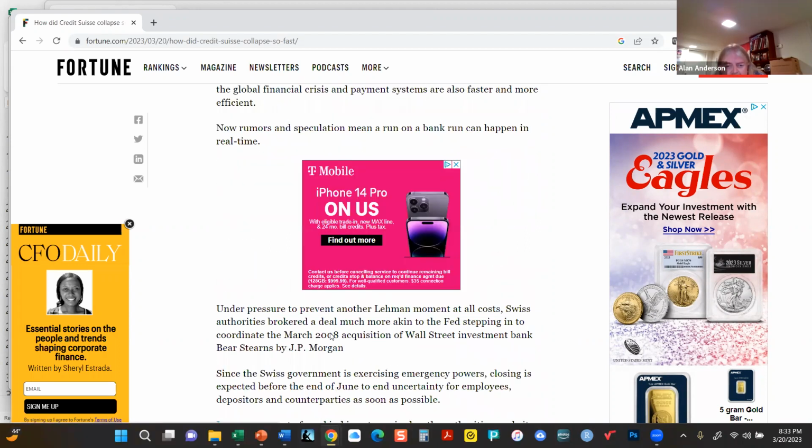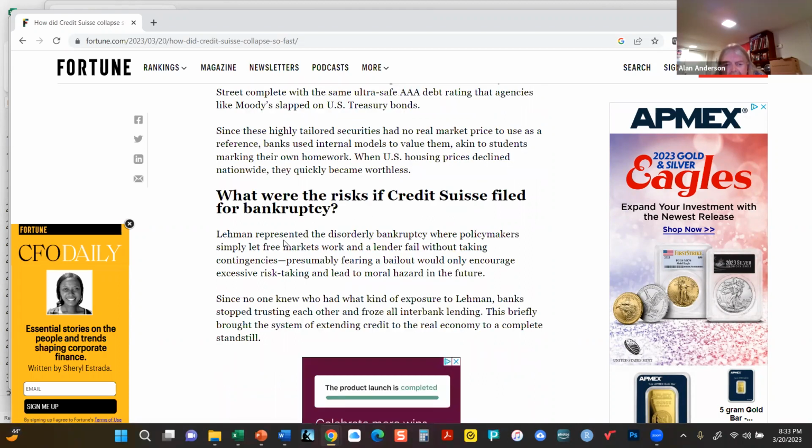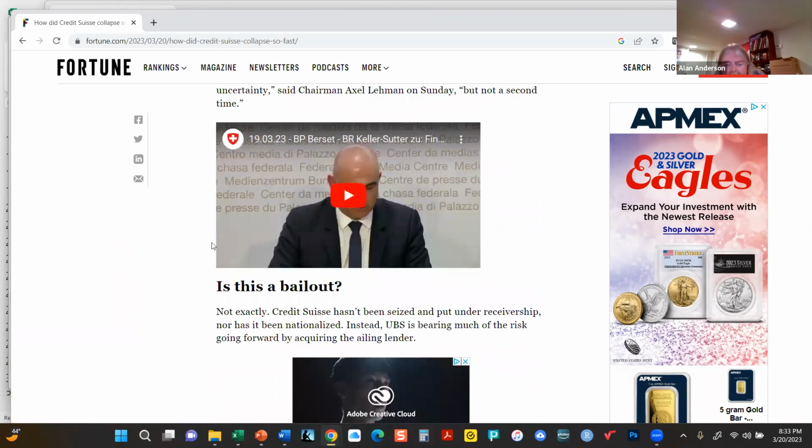So, I mean, it looks like they weren't necessarily being very irresponsible with derivatives, but they must have been doing something to lose people's confidence so quickly.